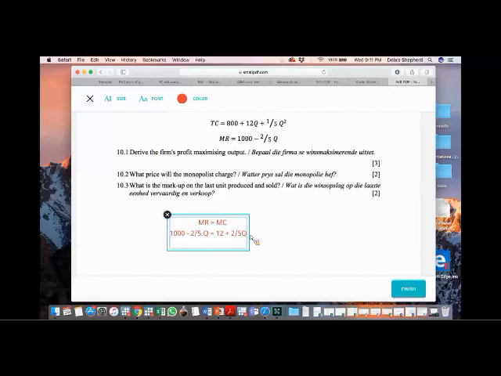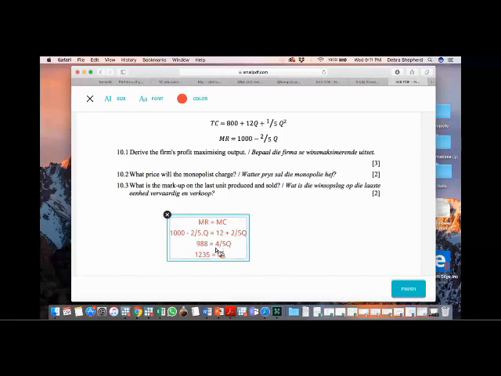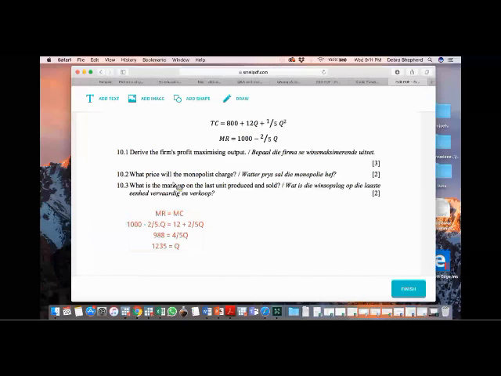If I take all the Q's to one side and the units to the other side, I get 988 is equal to 4 over 5Q. And then if I multiply 988 by 5 and divide it by 4, I get 1235 equals Q. So the profit maximizing output is 1,235.